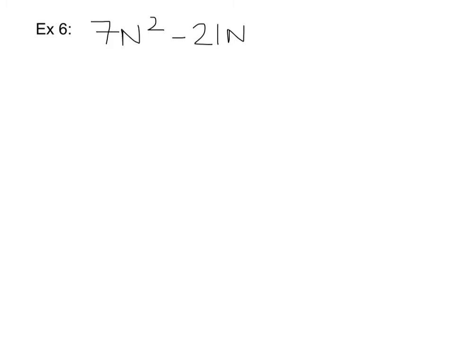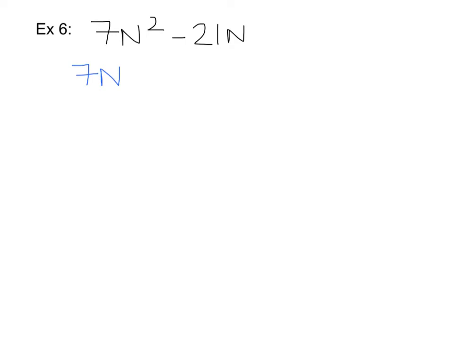Example 6, I have 7n squared minus 21n. So I am trying to look for the greatest common factor. What does 7n squared have in common with negative 21n? I hope that you notice that they both have a 7 in common, but also notice that they both have n, so the greatest common factor between the two of them is just going to be n, because this second term right here does not have a squared for me to factor out an n squared.